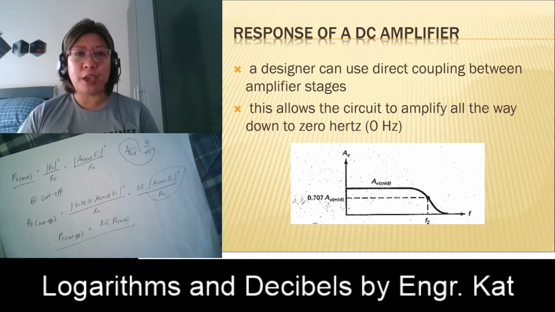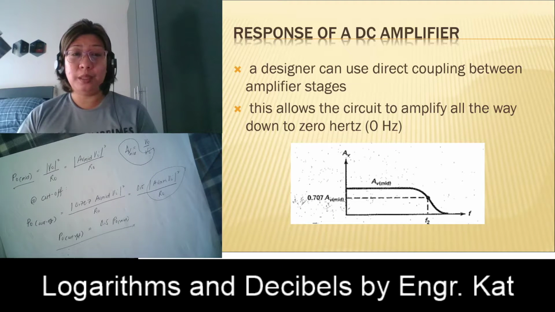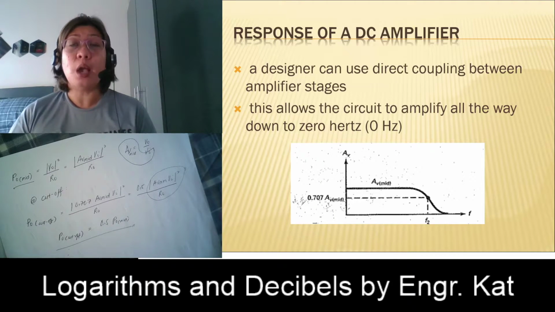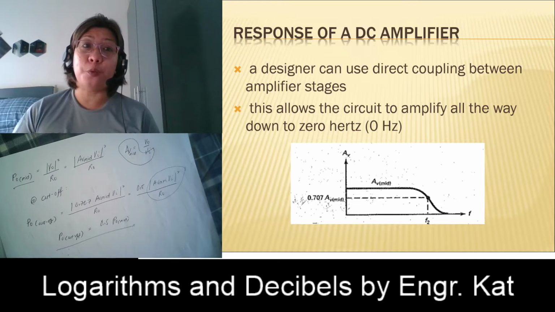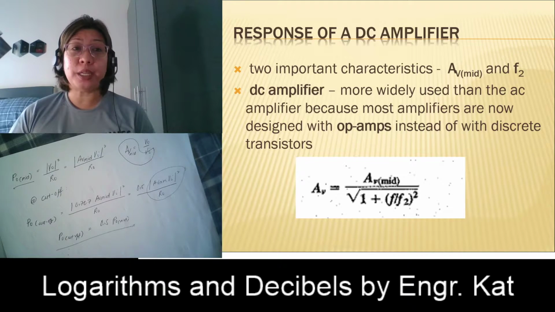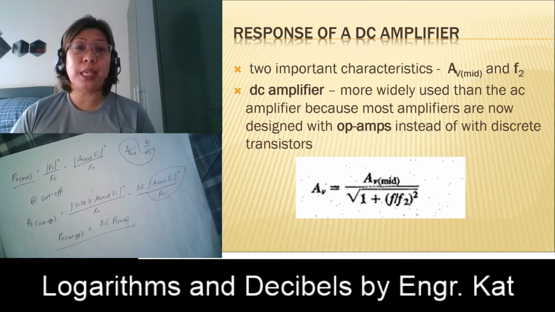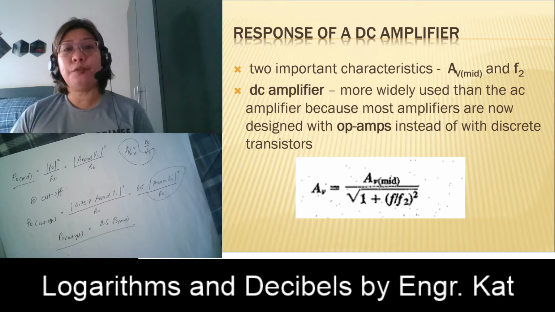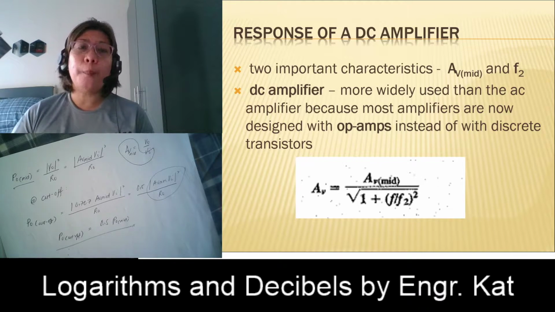So for a DC amplifier, it's just your F2 that is being taken into consideration, whereas for AC amplifiers, you have your F1 and your F2. So the two most important characteristics for a DC amplifier now are your AV mid and your F2. DC amplifiers are more widely used than AC amplifiers because most amplifiers are now designed with op amps instead of discrete transistors, and op amps are considered as DC amplifiers. So in your final period, we will be discussing operational amplifiers.